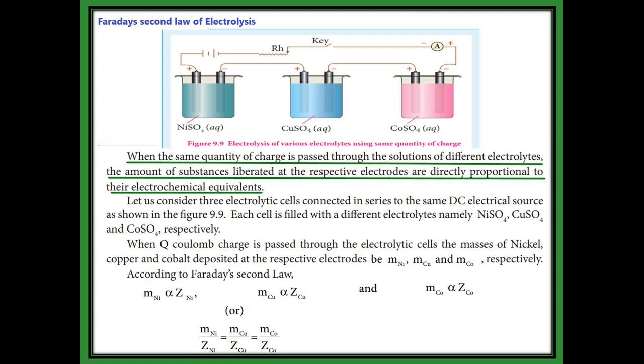In other words, we can write that the mass of nickel divided by Z nickel is equal to the mass of copper divided by Z copper is equal to the mass of cobalt divided by Z cobalt. Suppose we are changing the electrolyte, then you can write the corresponding electrolyte.